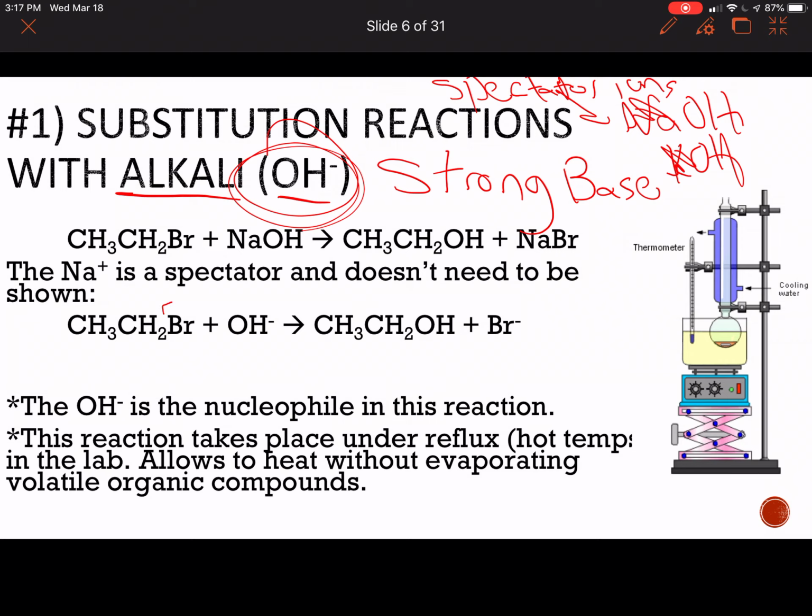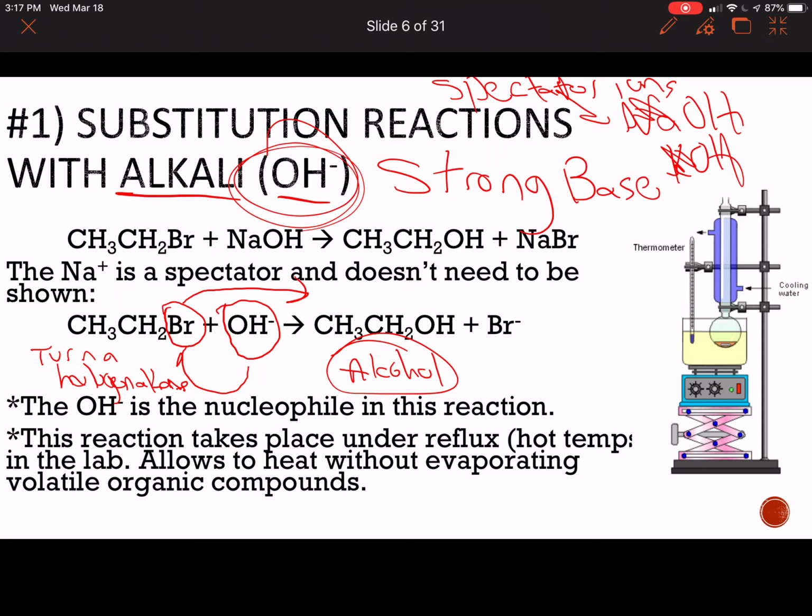So the general reaction is that you have your halogen here, you have your attacking group there, and the attacking group kicks the halogen out and assumes its place. And that's how you turn a halogen alkane into an alcohol. Note that the OH- is a nucleophile in this reaction, and also that the Br- is a nucleophile. It's just that the OH- is stronger than the Br-.